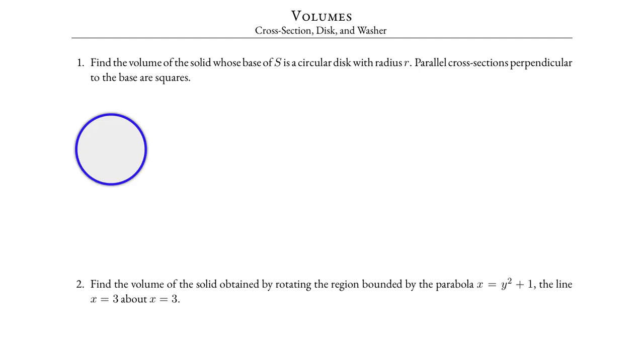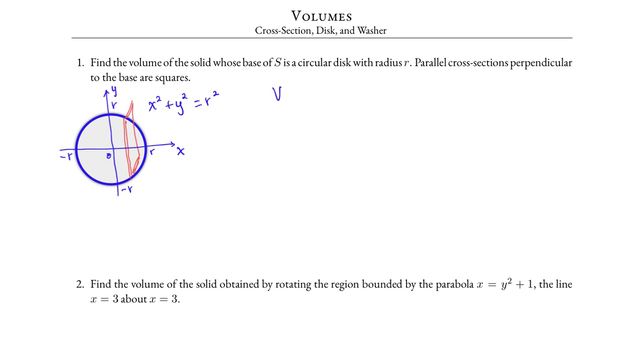Oftentimes, with a circle, we position the circle so that the origin is at the center of the circle. The equation of the circle with radius r is x squared plus y squared equals r squared. So the x-intercepts are negative r and r. The y-intercepts are negative r and r.